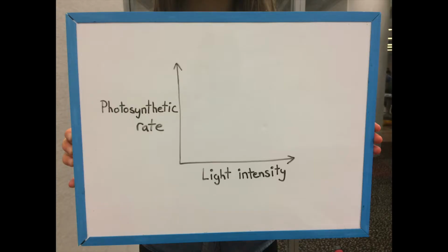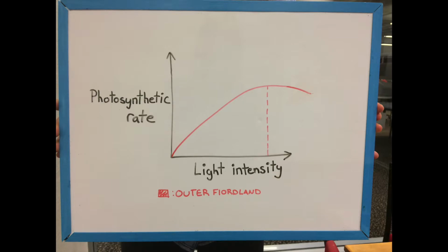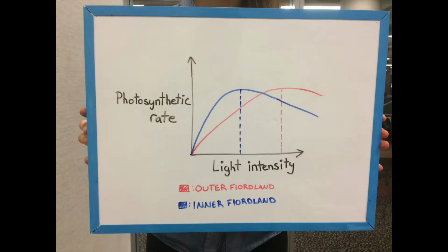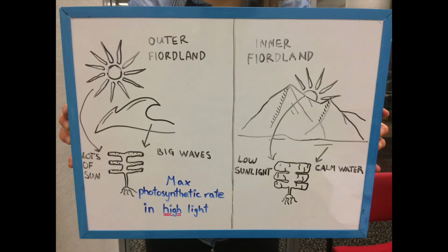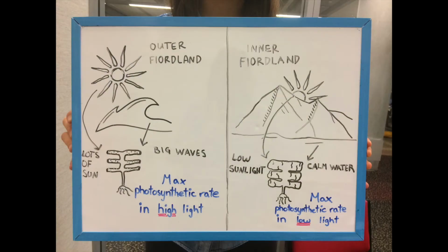Common kelp in the outer fjord are most efficient at high light intensity. This is because they contain low concentrations of these pigments. Common kelp in the inner fjord are most efficient at low light intensity because they contain high concentrations of these pigments. So kelp in these two areas differ in their photosynthetic rate, their structure, and pigment concentration.